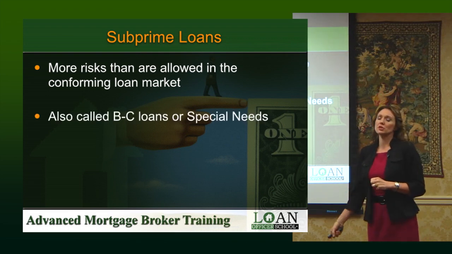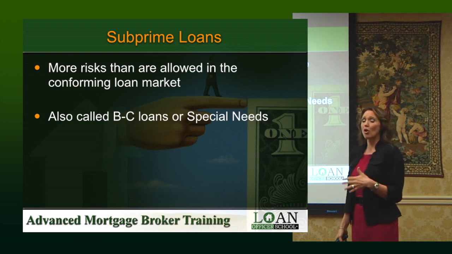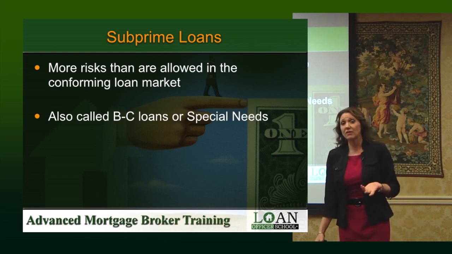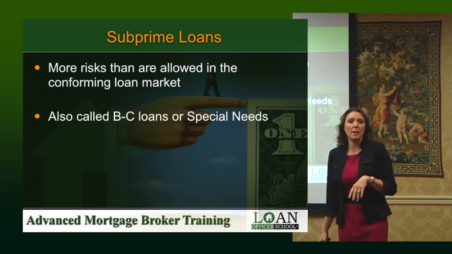These are also referred to as B or C loans. The prime market, or your Fannie Mae, Freddie Mac stuff, that was called the A paper market.